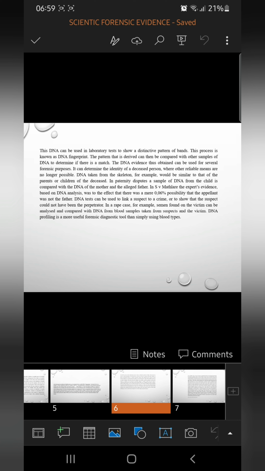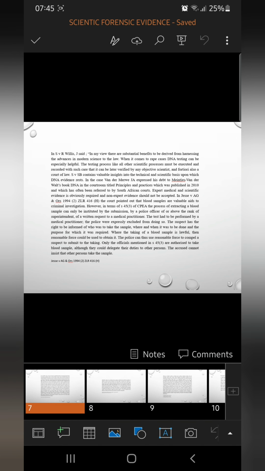In a rape case, for example, semen found on the victim can be analyzed and compared to the DNA from blood samples taken from the suspect and the victim. DNA profiling is a more useful forensic diagnostic tool than simply using blood types. In S versus Willis, the judge said that, in my view, there are substantial benefits to be derived from harnessing the advances in modern science to the law. When it comes to rape cases, DNA testing can be especially helpful.